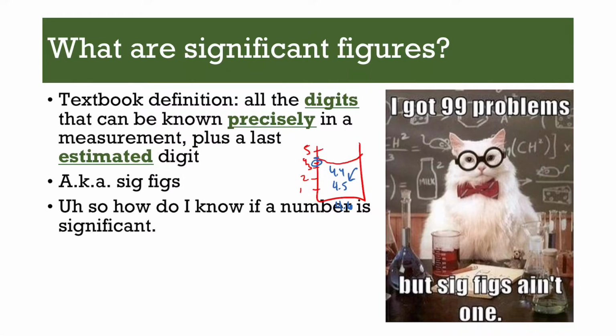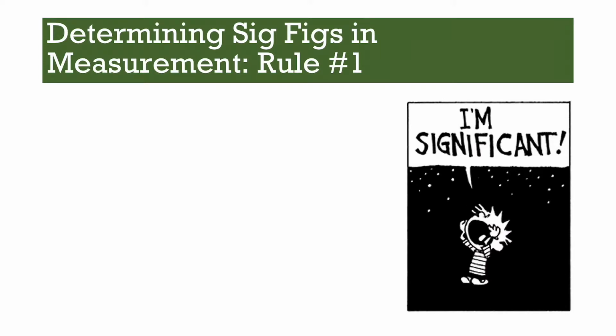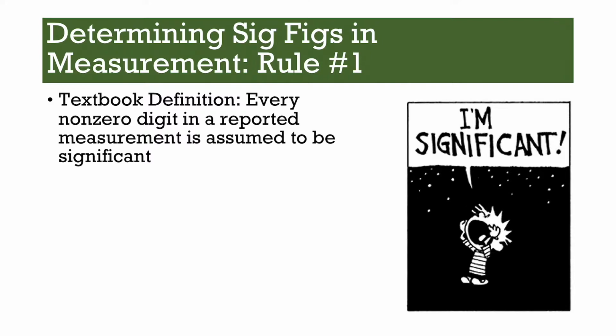Okay, so how do we know if something is significant? There are a bunch of rules that we're going to go over. And just to give you a heads up, when we do calculations moving forward, we'll try to use sig figs. And then if you move on to physics, you will revisit it again. Okay, so rule number 1 says, as you'd see looking it up in the textbook, every non-zero digit in a reported measurement is assumed to be significant.